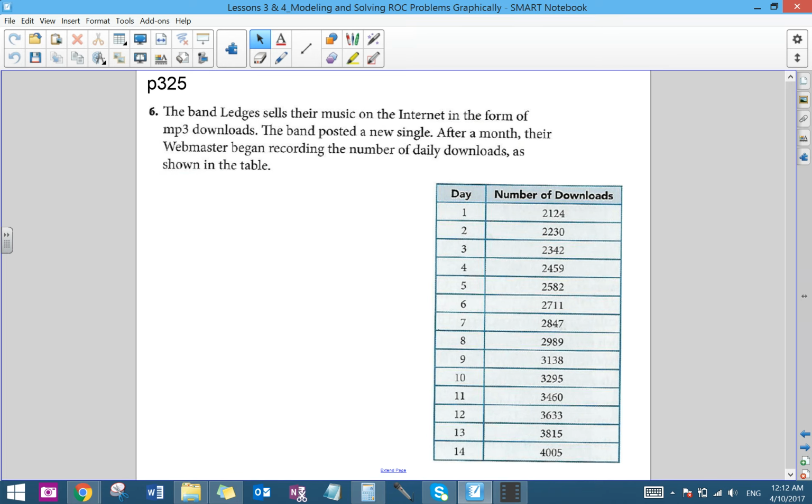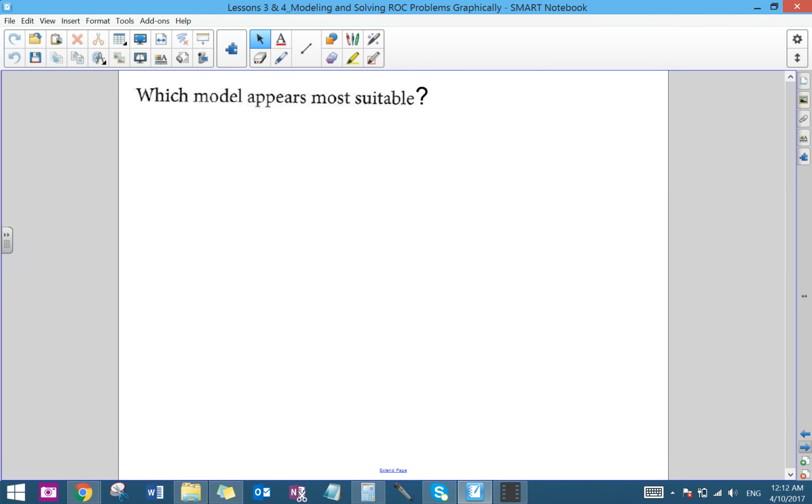If you're in your textbook on page 325, you're going to see parts A, B, C, D, and so on and so forth. But to be honest with you, there are only two phrases that I think are most important. It doesn't mean that the other ones are not. It's just that nothing else is accessible or possible without considering these two statements. One, which I've taken a snapshot of from the textbook, is which model appears most suitable, followed by generate a suitable model for the data.